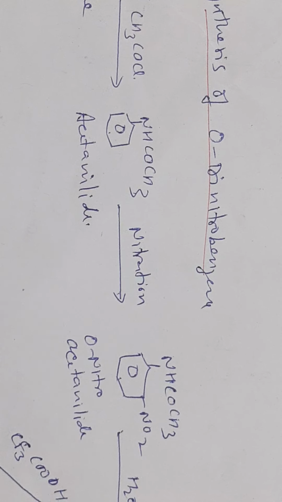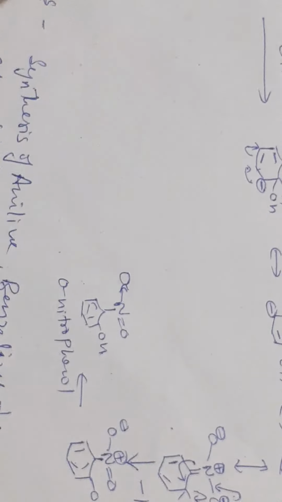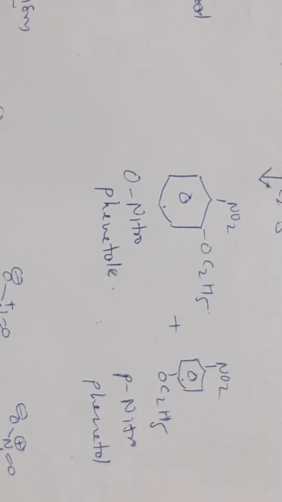This ortho-nitroaniline on oxidation with trifluoroperacetic acid or with sodium nitrite in the presence of HCl, the NH2 group is oxidized to the NO2 group and we get the ortho-dinitrobenzene. So by this way we can synthesize the ortho-dinitrobenzene from aniline. The reactions of ortho-dinitrobenzene are as follows.